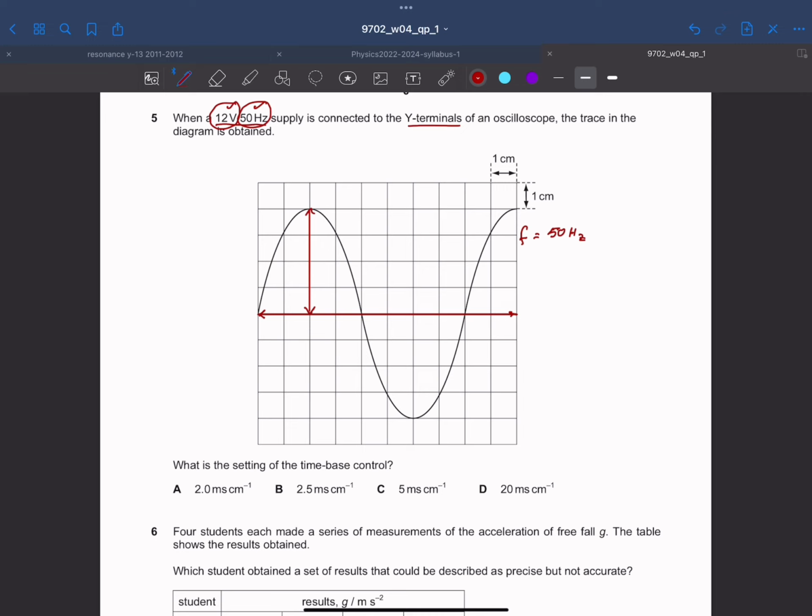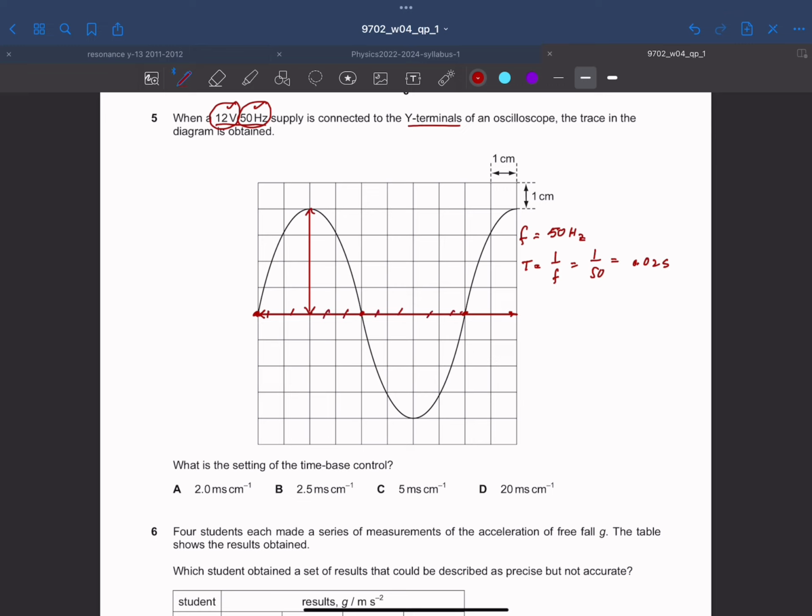Then you need to know that if you have 50 hertz, what will be the value of the time period. For this you know that time period is equal to the reciprocal of frequency, or 1 over f. And when you use this value, 1 over 50, you will get the value 0.02 second. Now you have to check that this waveform is between 8 small boxes.